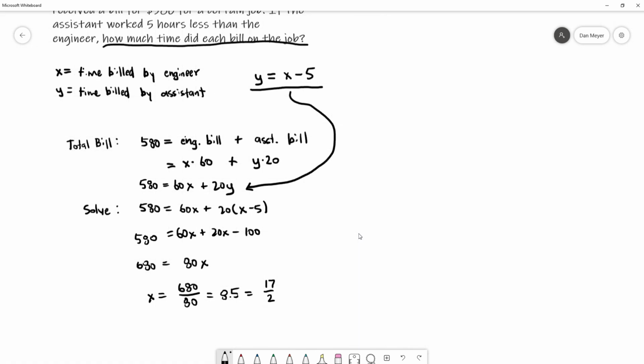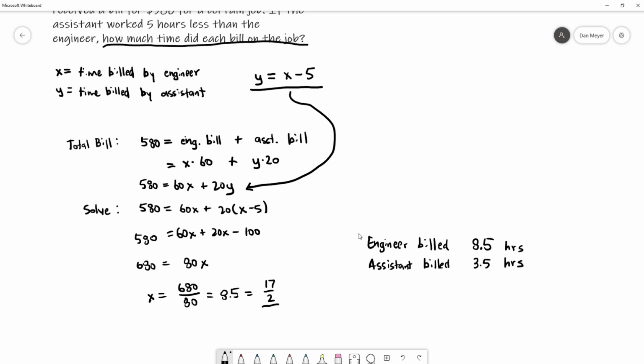I'm comfortable saying that the engineer billed 8.5 hours, because that's how you usually represent the time that you work. You wouldn't represent it as 17/2 hours. As math students, we're comfortable with 17/2, but when it goes to reporting, it's 8.5 hours. And then the assistant billed 5 hours less, so when I subtract 5 from this, I get 3.5 hours.